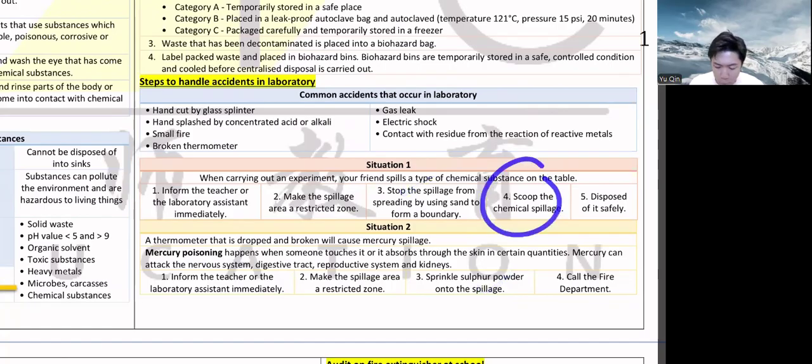Then for this one you scoop up and dispose safely, but for this one you have to call the fire department. Okay, so these are the extra accidents that we have: common chemical spills and mercury spills.